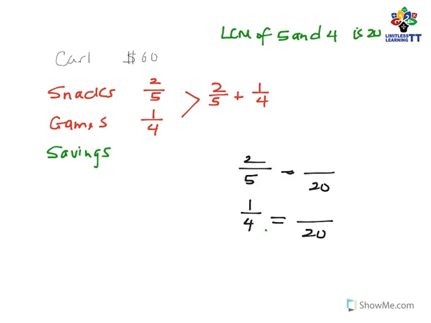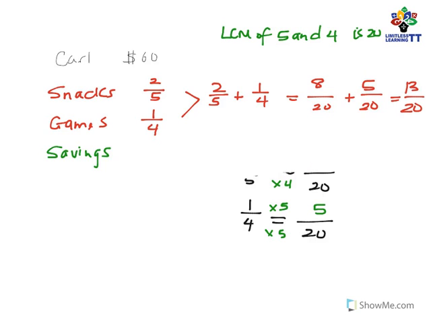So if we multiply 4 by 5, it will give us 20. So we also multiply our numerator by 5. That gives us 5 over 20. And then on top here, if we need to go from 5 to 20, we multiply by 4. So we multiply our numerator by 4. 2 times 4 is 8. So essentially, when we're adding 2/5 plus 1/4, we're adding 8 over 20 plus 5 over 20. And that gives me 13 over 20. So Carl would have spent 13 over 20 on snacks and games.